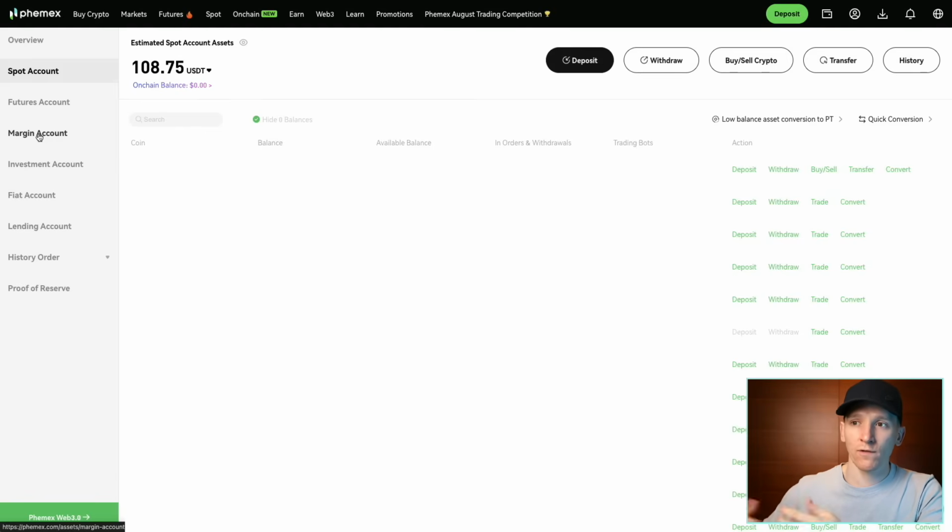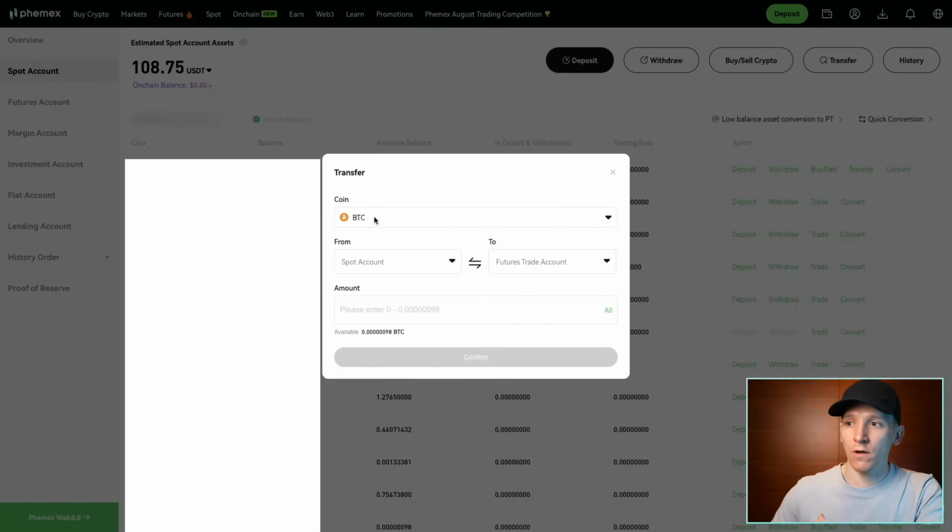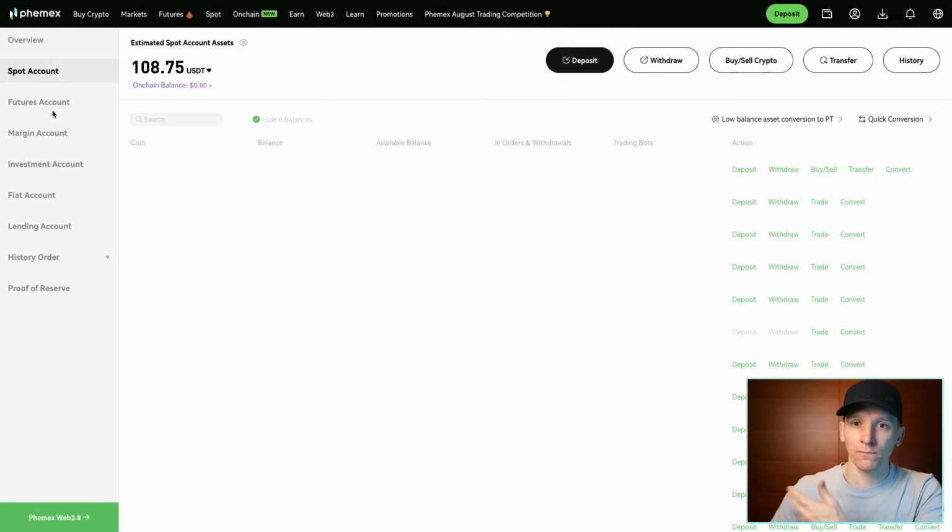But if you want to transfer assets between all of these accounts, within this page, come up here to transfer, click that. You can transfer any coin from any account to any other account. So let's say that you have some assets in your spot account, but you want to trade in the futures market. Switch from your spot to futures, choose the amount, press confirm. That switches the assets over. The reason you have different accounts is because these are different products, different markets. So we want to segregate all of our different trades in those different markets.